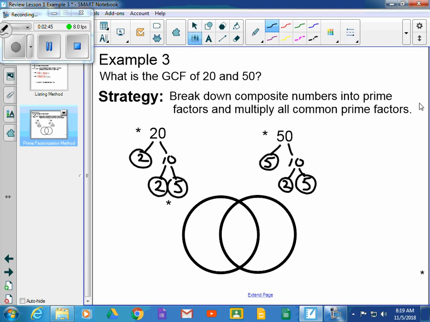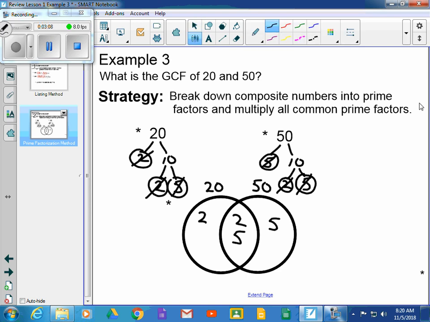I have to use this left circle to represent 20 and this right circle for 50. I can see that they both have a 2 in common, so I'm going to put that in the center. They both have a 5 in common. I'm going to put that in the center. 20 has a 2, so I'm going to put it over here, and 50 has a 5.